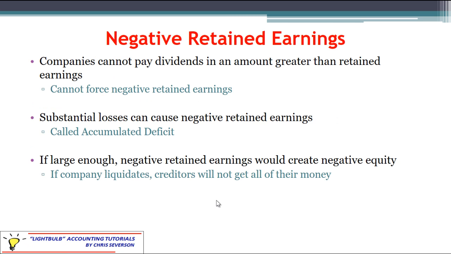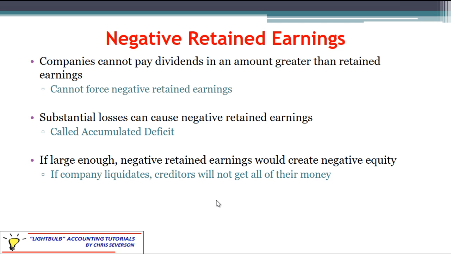Now, we said earlier that companies cannot pay dividends in an amount greater than retained earnings. They're limited to whatever the retained earnings are. You can't distribute more earnings than you've retained. So you cannot force a negative retained earnings. However, let's say you pay the retained earnings down to zero. And then if in the next period you have a loss, a net loss, negative net income, this would create a negative retained earnings situation. This is referred to as an accumulated deficit.